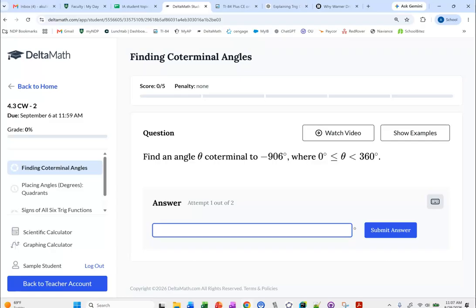So what am I going to do with this problem? I'm just going to keep adding 360 to negative 906 until I get an answer between 0 and 360. And then I type in my answer and press enter and I'm done. Okay? So you can add 360 or subtract 360 as many times as you need. Is everybody okay?